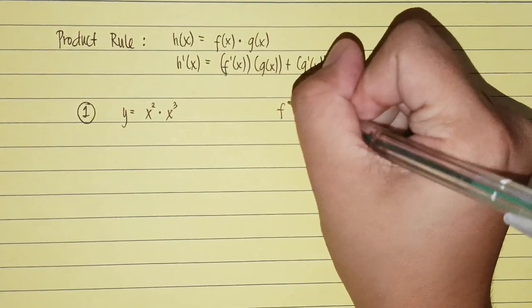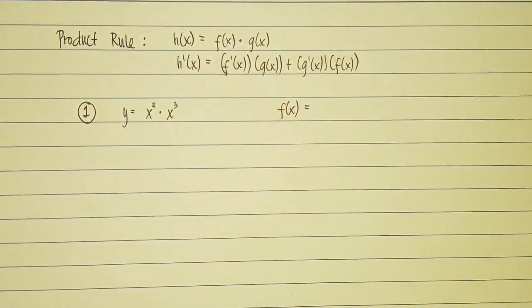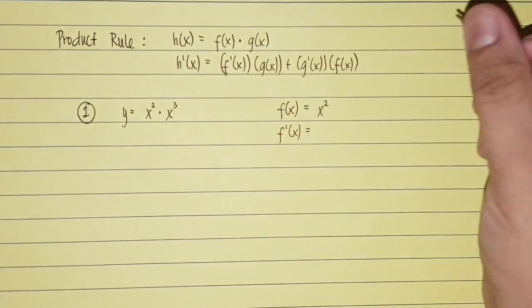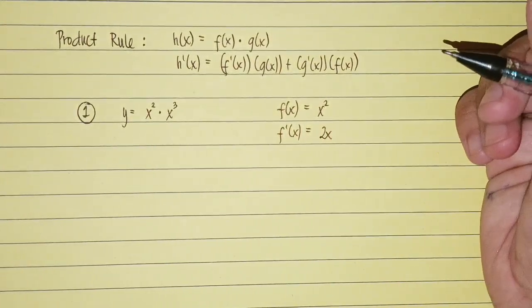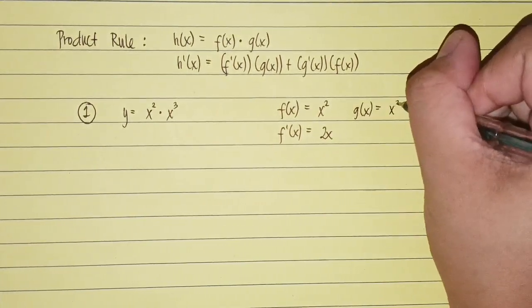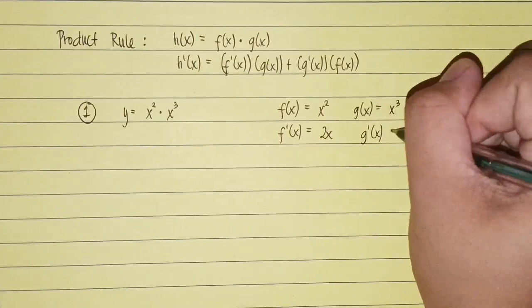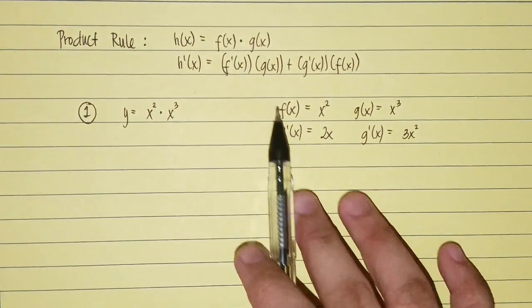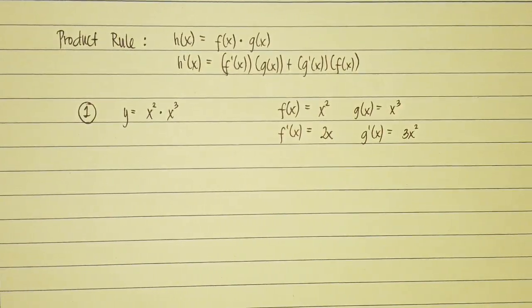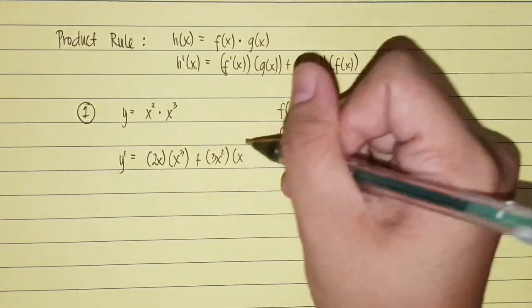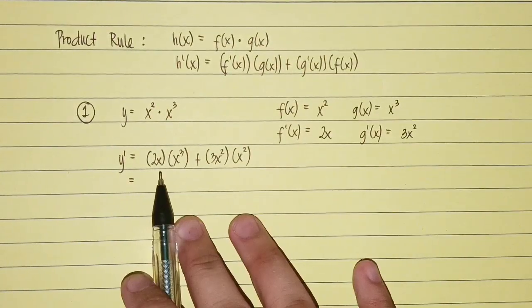And now let's identify our f of x, which is x squared. The derivative of f of x is equal to 2x. Our g of x is equal to x cubed. And the derivative of g of x is equal to 3x squared. Now let's substitute these values into the formula, which is the derivative of f of x times g of x plus the derivative of g of x times f of x. And let's simplify.